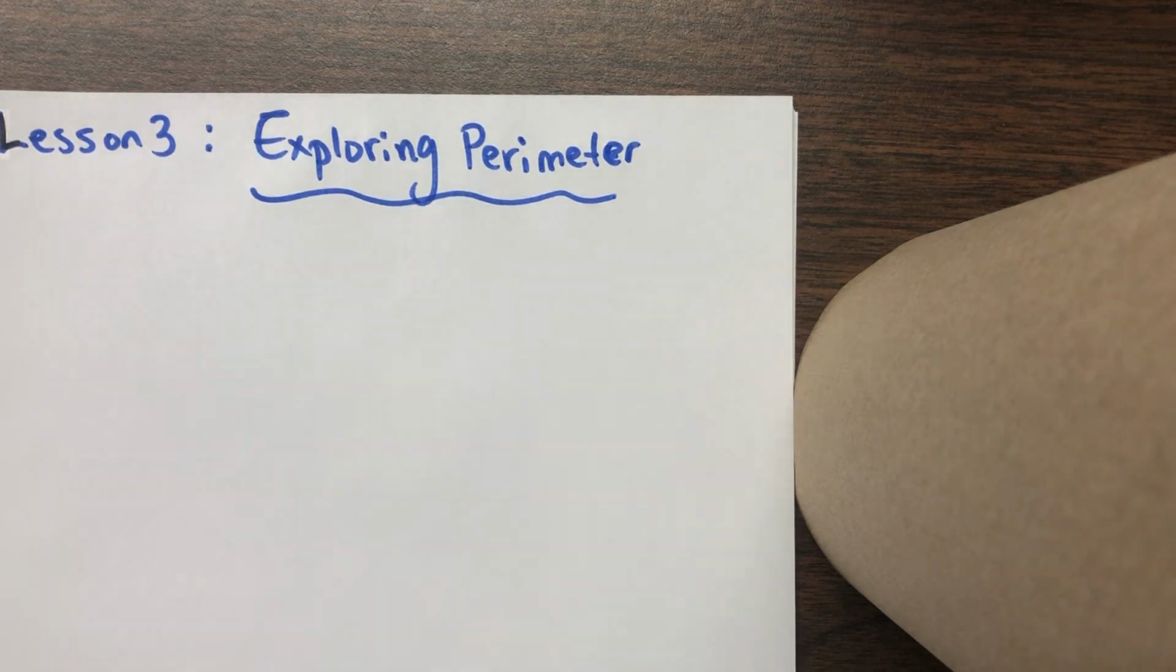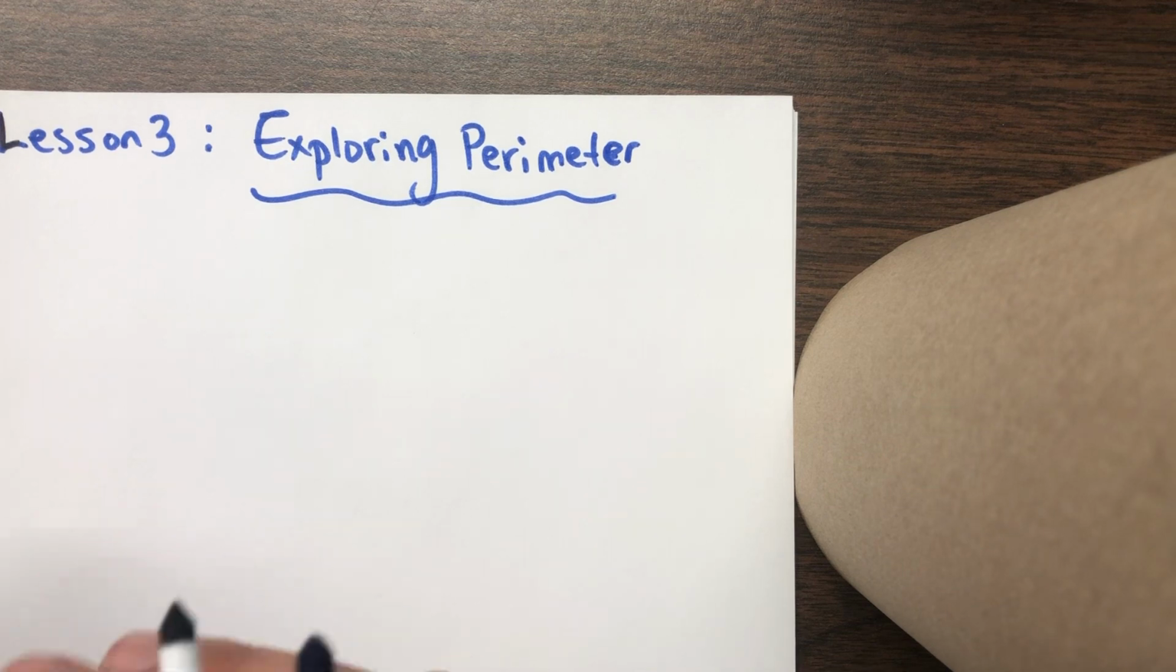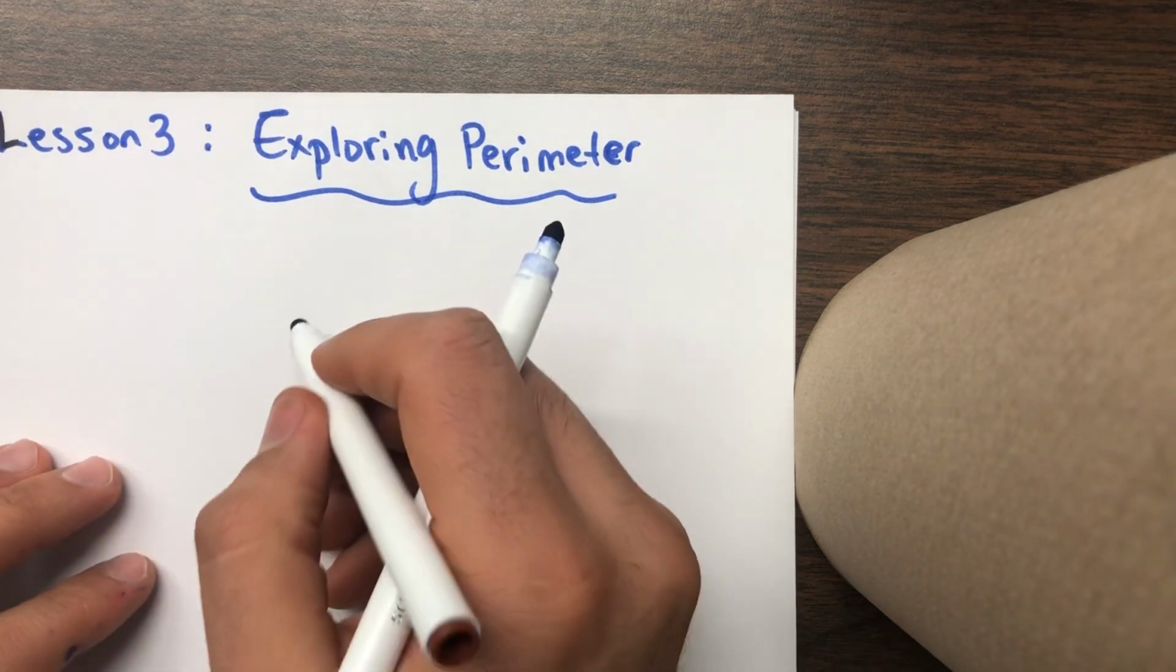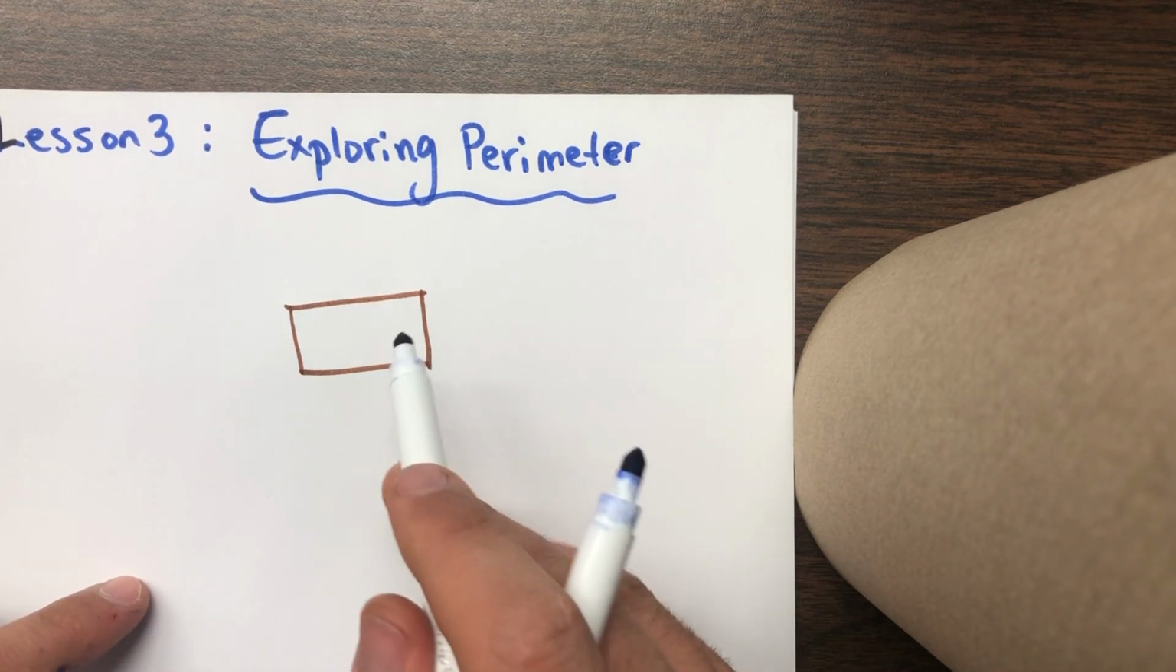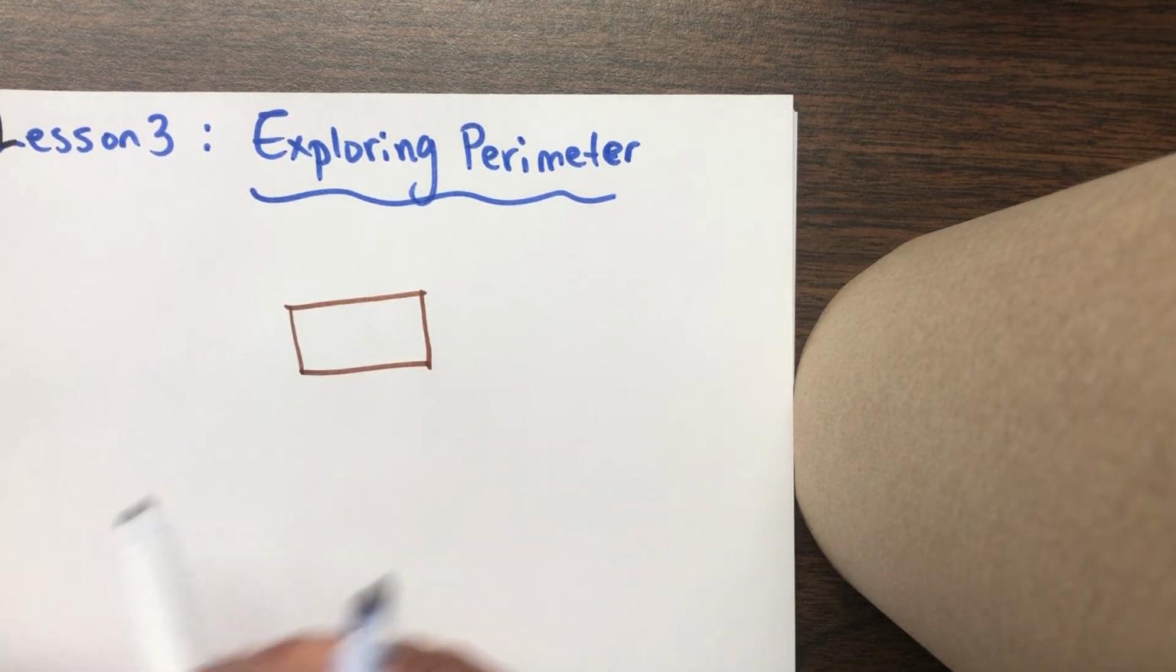Today we're going to be working on lesson 3, exploring perimeter. What is the definition of a perimeter? The perimeter is the distance around the shape, or the outside distance around the shape. So if I have this rectangle right here, and I ask, what is the perimeter of this rectangle?